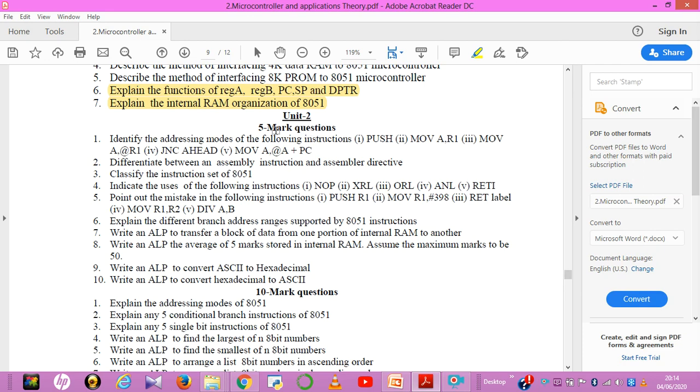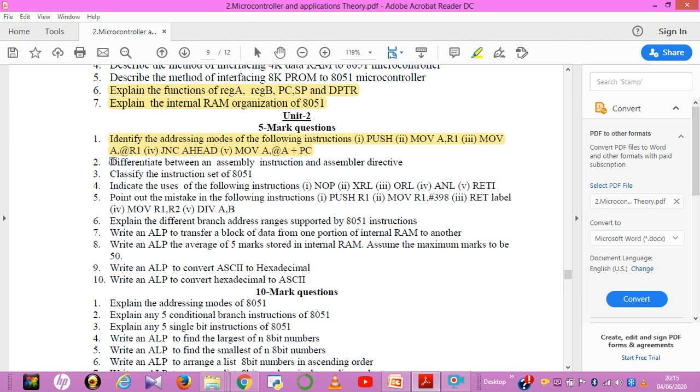Now we'll go for unit number 2, which has the most important 5 marks questions. This is the first question. Identify the addressing modes of the following instructions. They are going to ask to identify the addressing modes. You have 5 addressing modes. Out of those, you have to identify which addressing mode every instruction belongs to. They are going to give some instructions and ask you to identify. You write the first instruction, and in front of that you write the name of the addressing mode it belongs to.